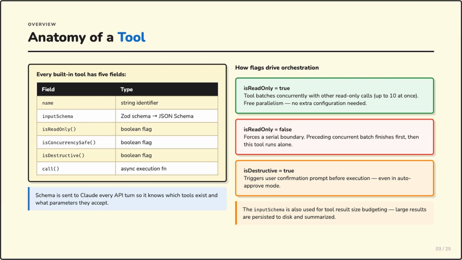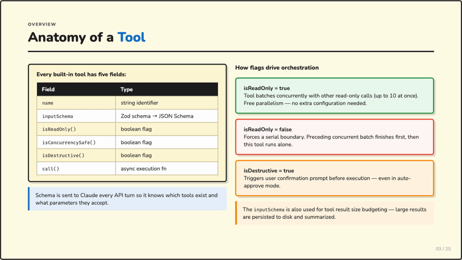Before we look at individual tools, it helps to understand what a tool actually is under the hood. Every built-in tool has 6 fields: a name, an input schema defined in Zod that gets compiled to JSON schema, and 3 Boolean flags: is read-only, is concurrency safe, and is destructive. The flags are not just metadata. Is read-only is the most important one.